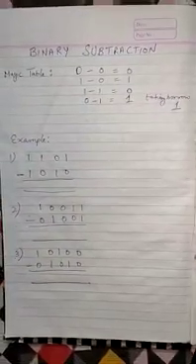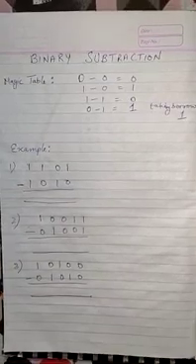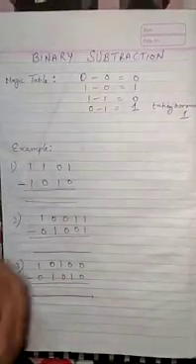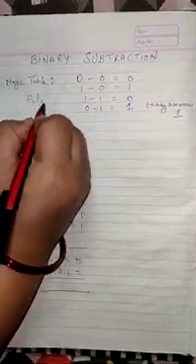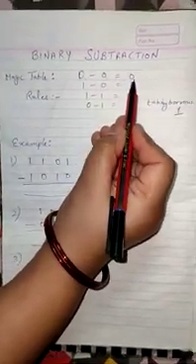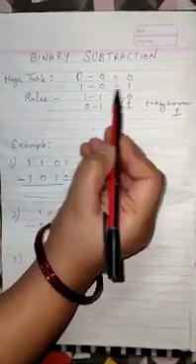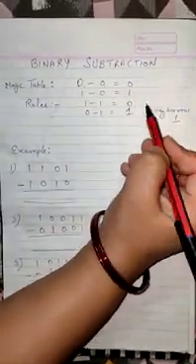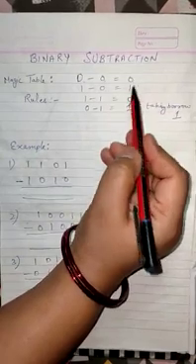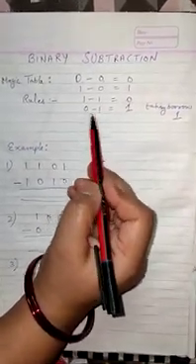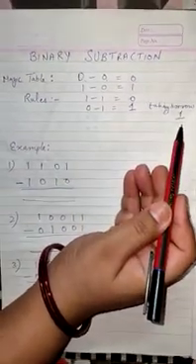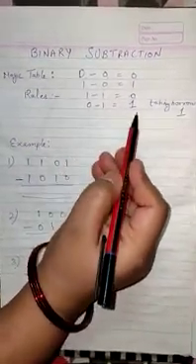Now, here's another topic, binary subtraction from your chapter 1 number system. Again, there are some rules to follow for binary subtraction. 0 minus 0 is 0, 1 minus 0 is 1, 1 minus 1 is 0. Till here, whatever you do in your maths, it is the same. But when you do 0 minus 1, it is 1 by taking borrow 1. This rule you can understand with an example.